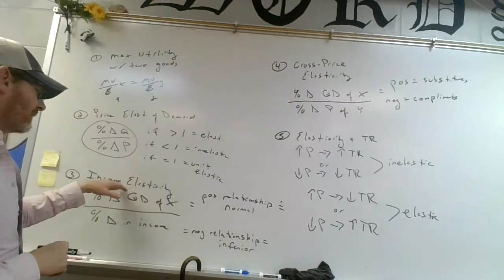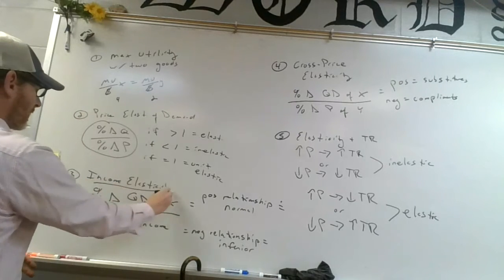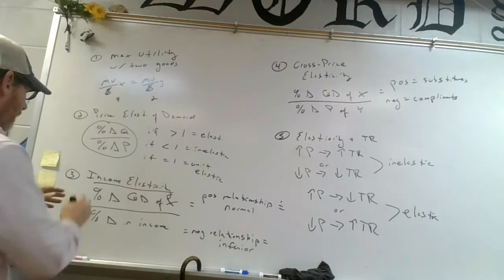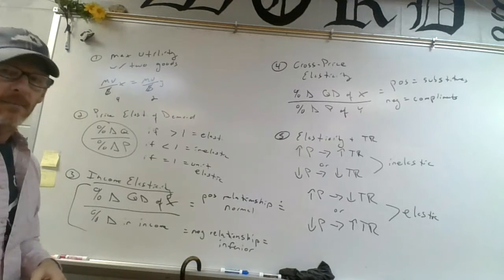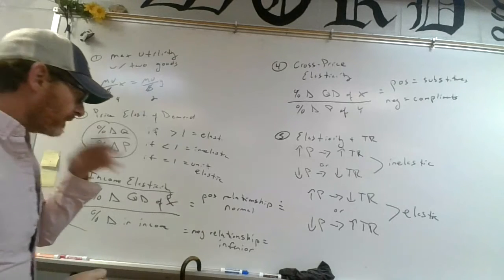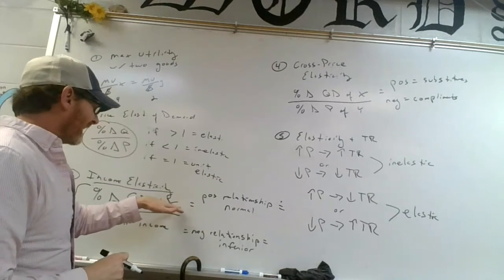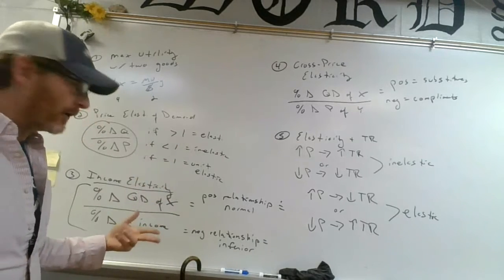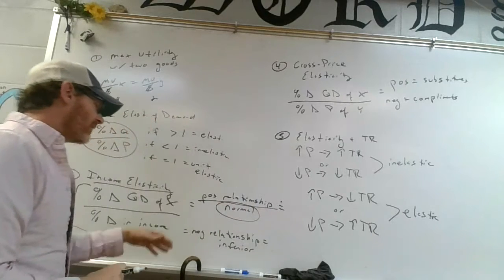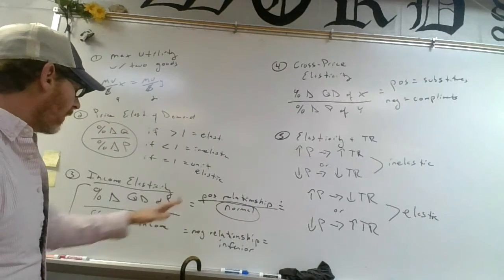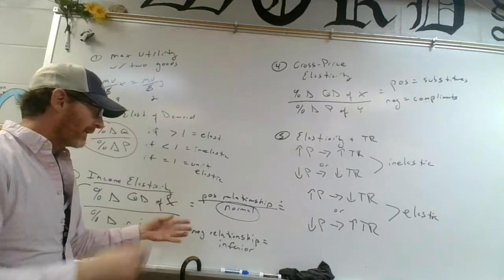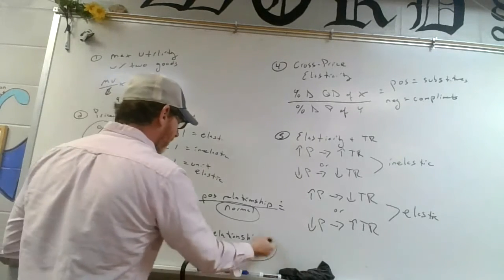Another elasticity that goes into it is income elasticity we talked about. This determines if it's a normal good or inferior good. So this is the percent change in quantity demanded of a product over the percent change in income. If it's a positive relationship, that is to say both are positive or both are negative, then it's a normal good. If it's a negative relationship, so for example, the quantity goes up while your income goes down, or the quantity goes down while your income goes up, that means it's an inferior good.